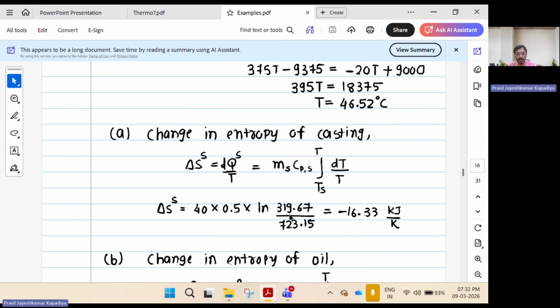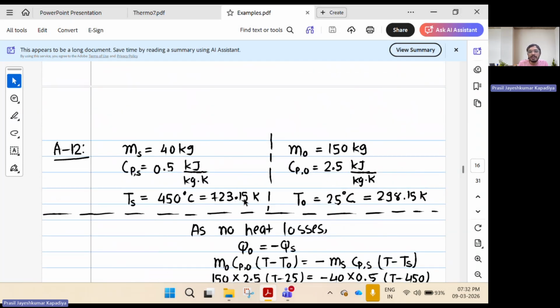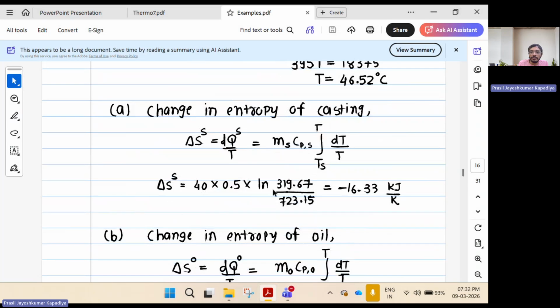Here unit consistency is very important. And when I am writing here, it is in a ratio, so in a ratio it should always be in terms of absolute value. So final temperature, ln T by Ts. What is T? T is 46.52 degrees Celsius, so I need to convert that value into Kelvin. So 46.52 plus 273.15, whatever value I'm getting, divide by Ts. What was Ts? My Ts was 723.15 Kelvin. If I put the values, I see that entropy of the casting is reducing, that is coming out to be negative 16.33 kilojoules per Kelvin.